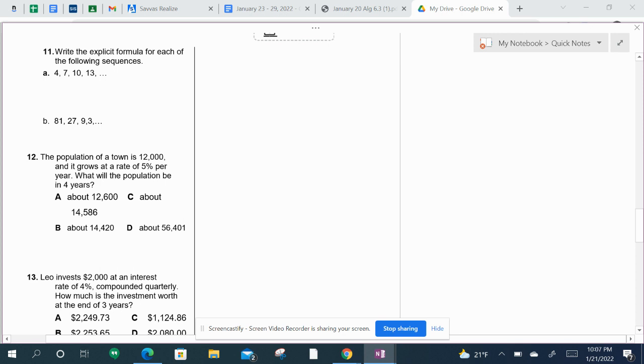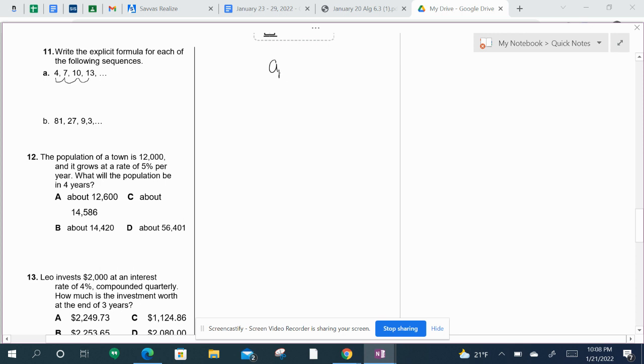Number 11 is asking us to write the explicit formula for the following sequences. So the first thing I have to do is determine what kind of sequence it is. Is it an arithmetic where I'm adding or subtracting, or is it a geometric where I'm multiplying or dividing? So the first one I look at, I see +3, +3, +3. Okay, addition means it's an arithmetic.